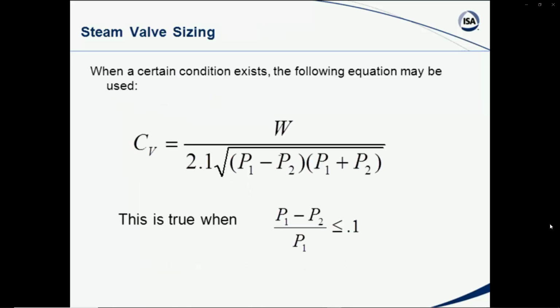This simplified equation, which has only the flow rate and the pressures involved, notice that our value for this right here was 0.25. It's a little bit more than 0.1, but I plugged that in just to find out how that would work, and the answer I got for this C sub V is 540, which tells me that the two equations did agree pretty close to each other, even though the assumption was made outside the bounds that we have.